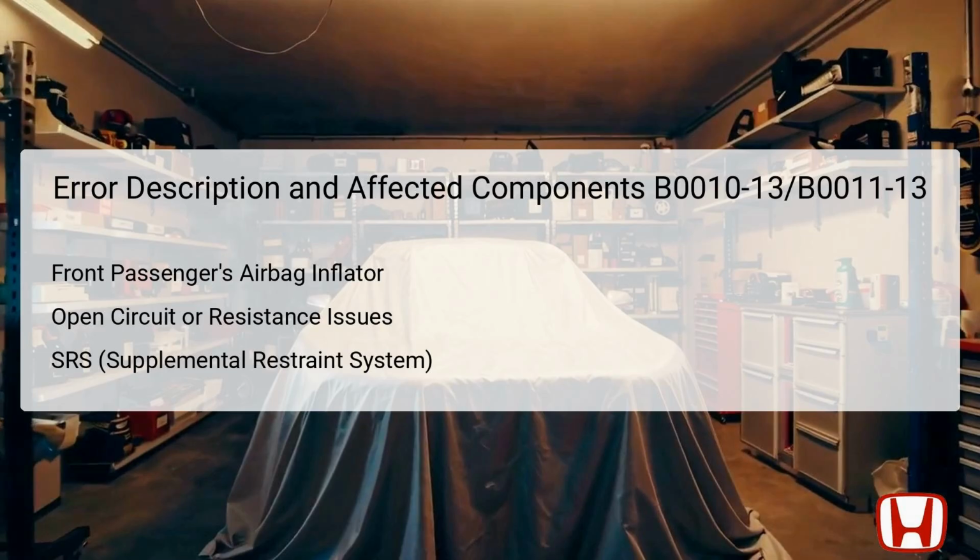wire harness. The open circuit error suggests that there is a break or an unexpected increase in resistance in the wiring or components connecting to the inflator, which could prevent it from functioning properly. If these inflators do not operate as intended, the safety of the passengers is greatly compromised, highlighting the need for thorough diagnostics when these codes appear.